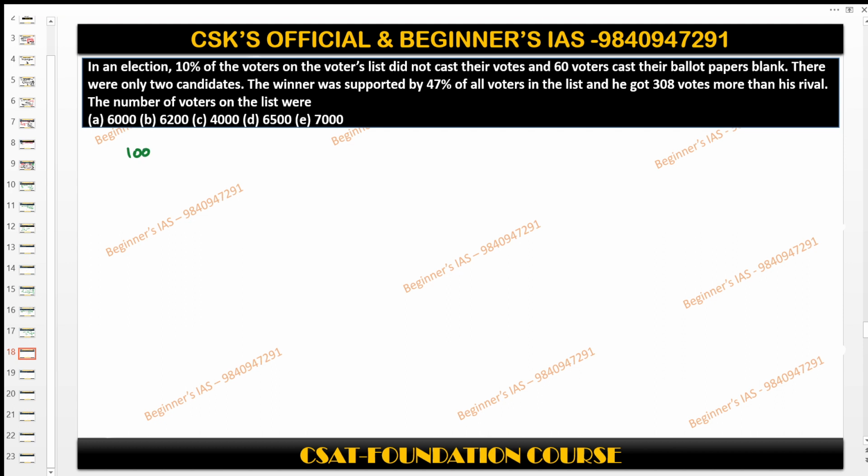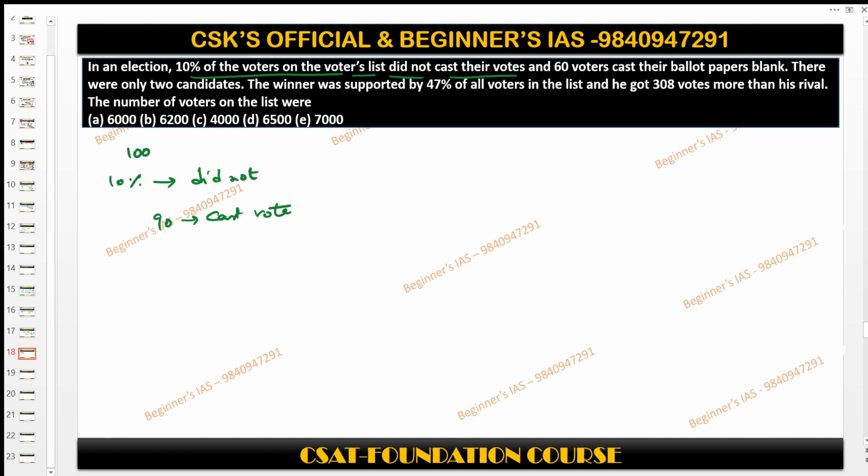Okay. 10% are not voting, so the rest are 90. Of the voters on the voter list, 10% did not cast their vote. So 10 did not, so 90 cast their vote. Total number of cast votes is 90 here.